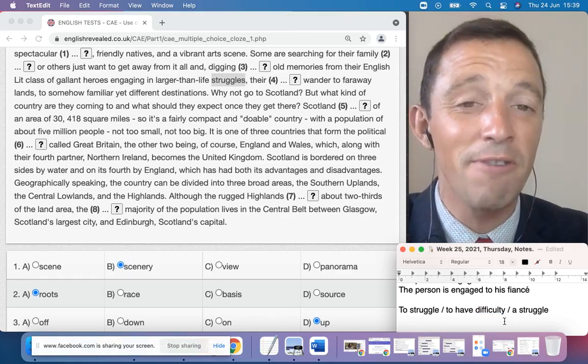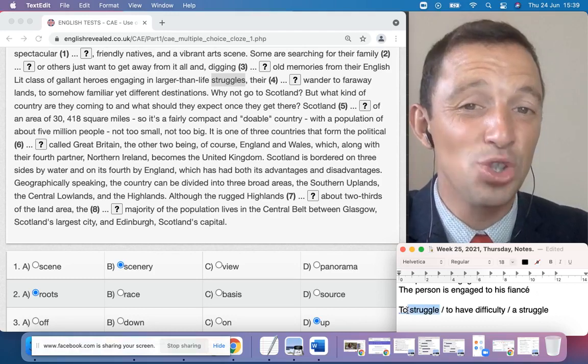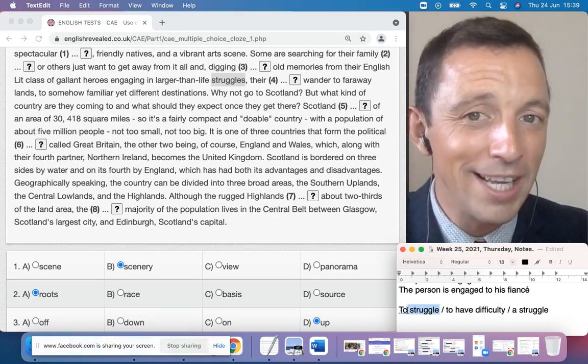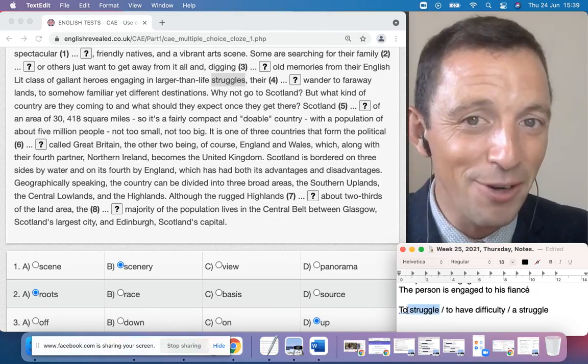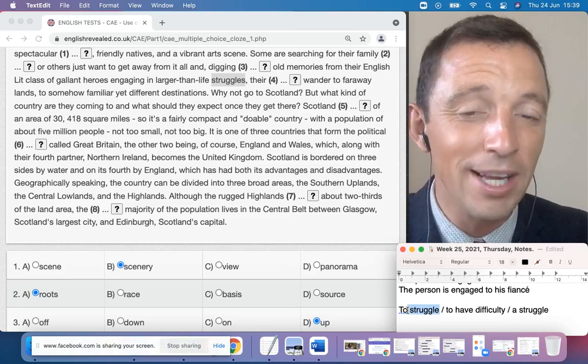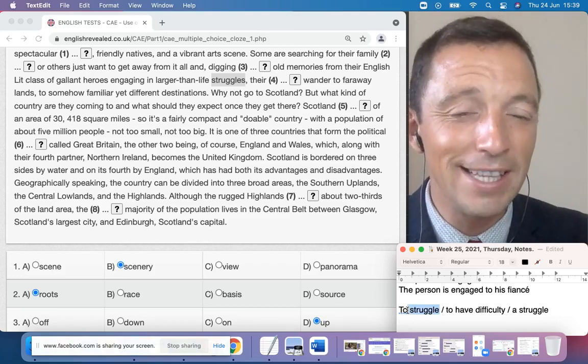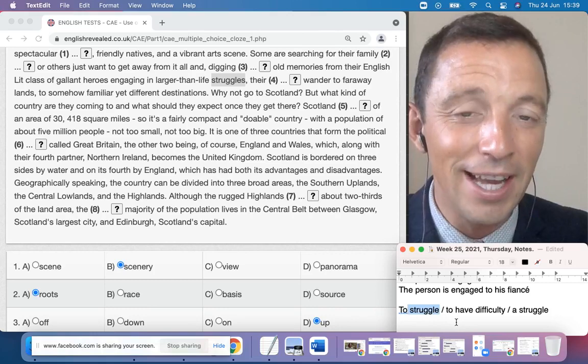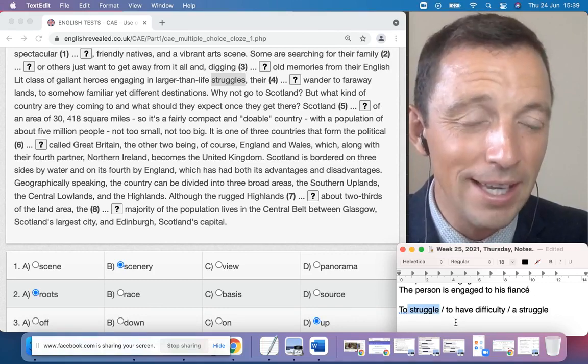Okay, so it's very, very flexible. For example, I struggled to wake up this morning. The significance is I had difficulty to wake up this morning. I struggled to complete the exercise. The significance is I had difficulty to complete the exercise.